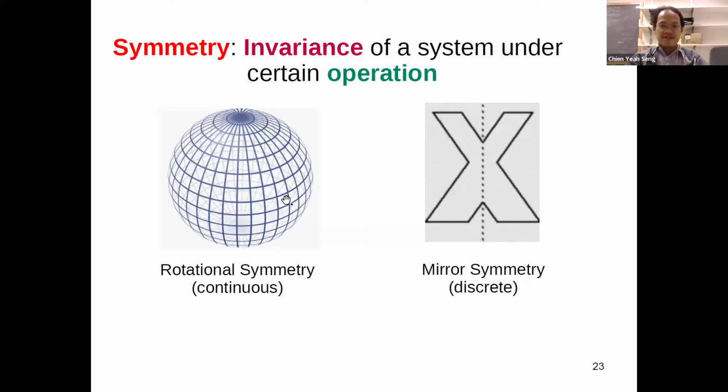So the rotational symmetry is continuous because you can do an infinitesimal rotation. But reflection is a discrete symmetry because there's no such thing as an infinitesimal reflection. You can only do it once, right? There's no such thing as a bit of reflection.